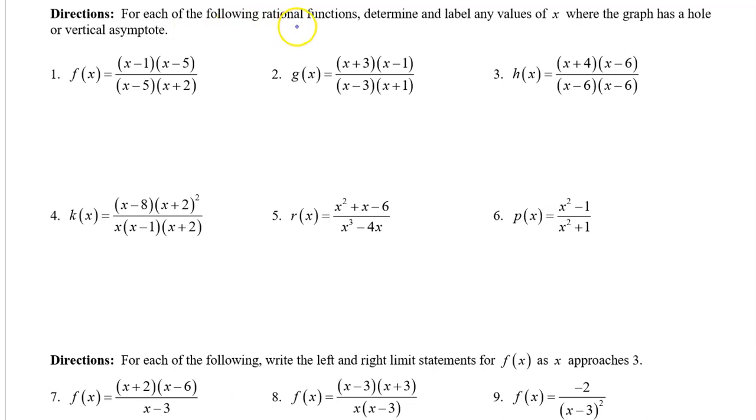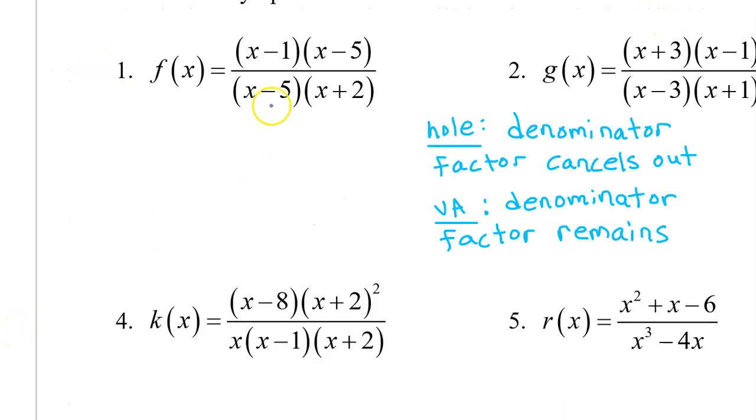For each of the following rational functions, determine and label any values of x where the graph has a hole or a vertical asymptote. Vertical asymptotes and holes both stem from the denominator, but we get a hole when the denominator factor cancels out, and we get a vertical asymptote when a denominator factor remains.